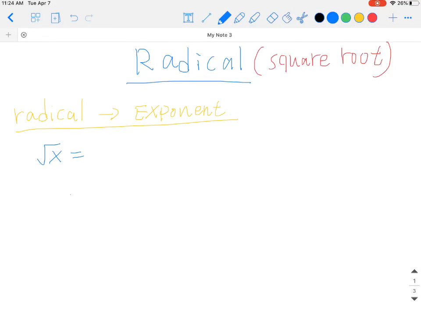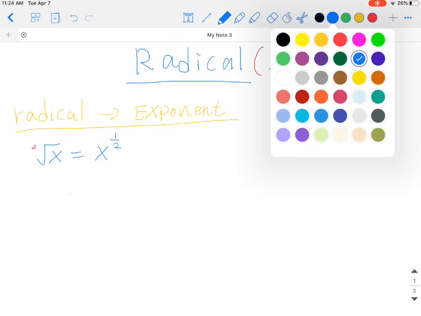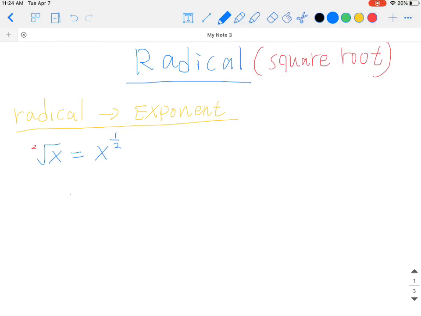There's a transition between radical and exponent. If you have radical x, we can write this as x to the half. Because we have an imaginary 2 here, the regular square root is root 2. Since we have root 2, we also have root 3. And root 3 is equal to x to the 1/3.